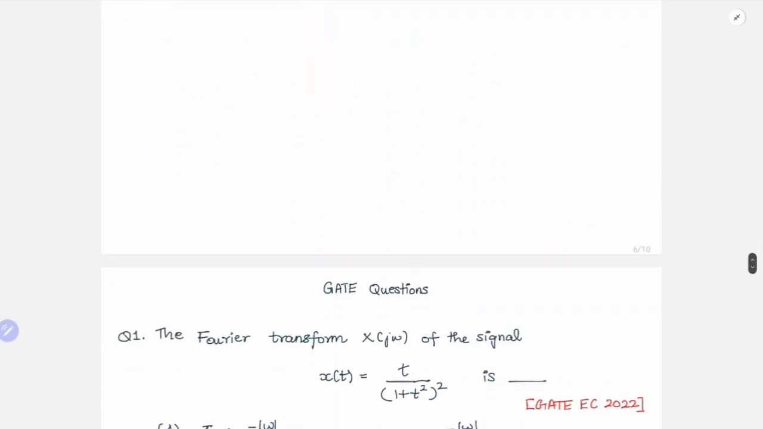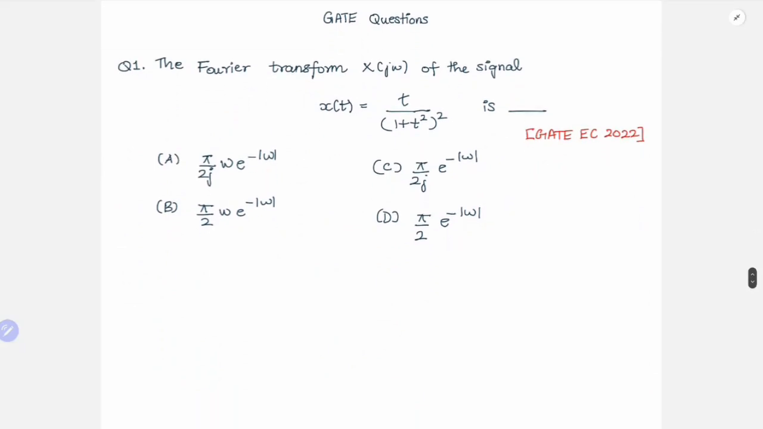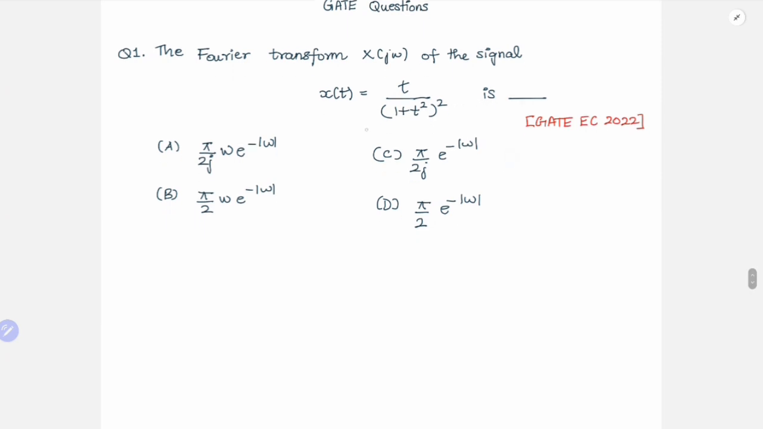Okay, moving on. Let us now see some GATE questions. The Fourier transform of x of j omega of the signal x of t is equal to t by 1 plus t square the whole square is. So we need to find the Fourier transform of this signal. If I observe this signal t by 1 plus t square whole square, it is nothing but 1 by 1 plus t square. If I take derivative d by dt of this, I will get minus 1 by 1 plus t square whole square into 2t, differentiation of this. So this I'll get as minus 2t by 1 plus t square in whole square.